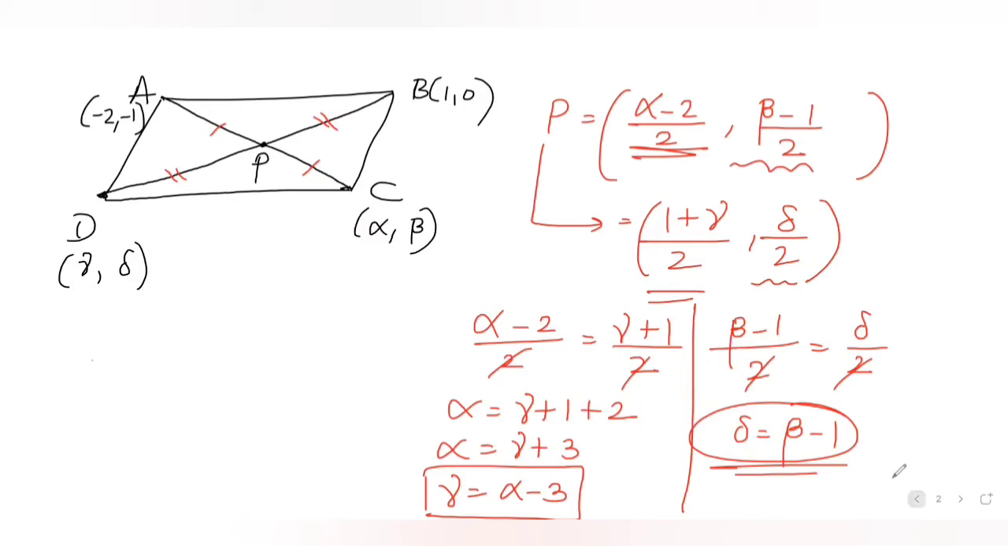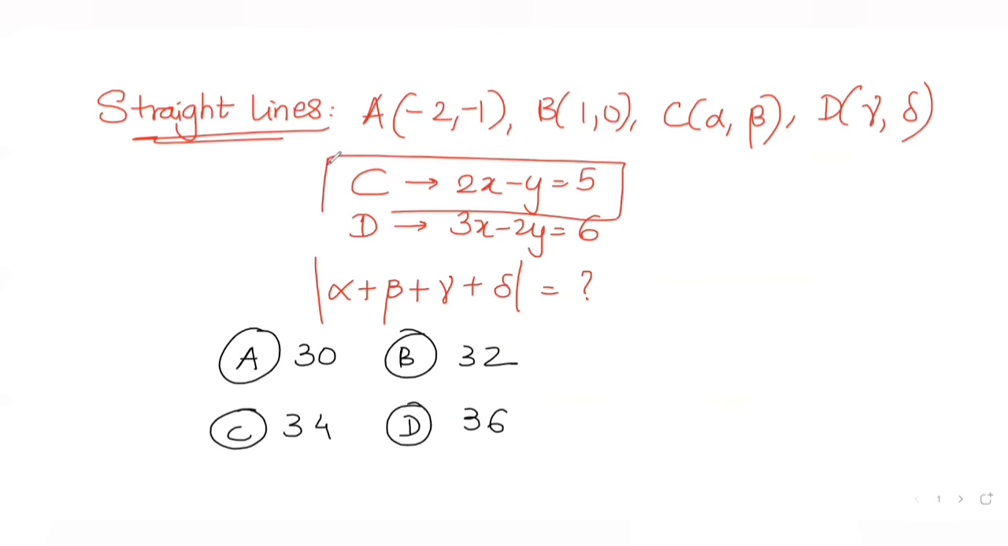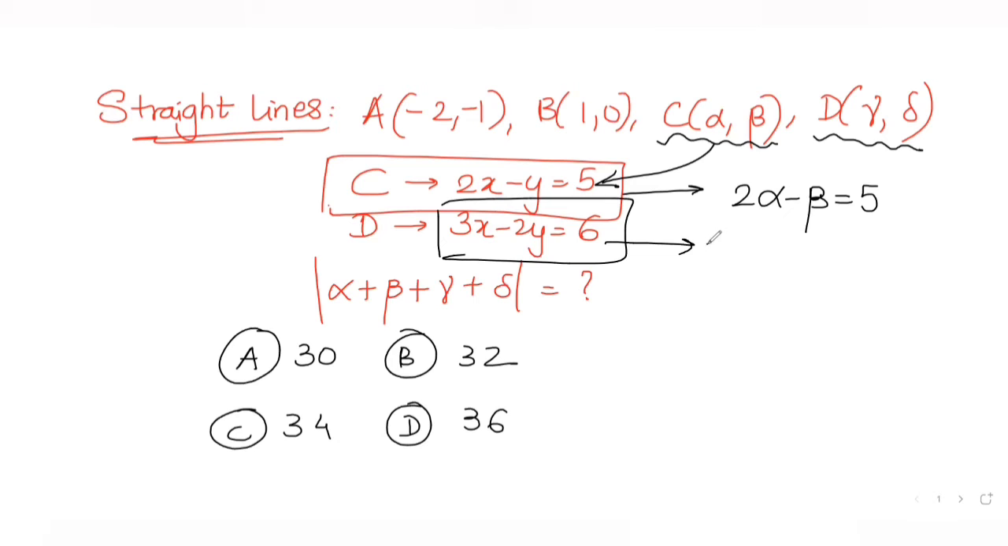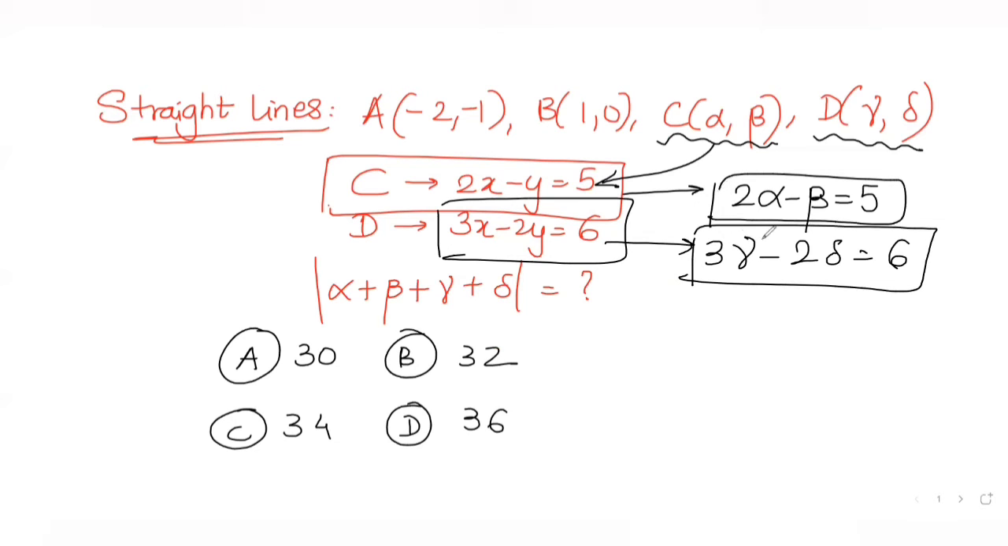Now the question tells us that point C lies on this line. So the coordinates of C will satisfy the equation 2x minus y equals 5, and that gives me 2 alpha minus beta equals 5. I also know point D lies on the other line, so that gives me 3 gamma minus 2 delta equals 6. From the first equation I can find beta in terms of alpha easily. So beta becomes 2 alpha minus 5.